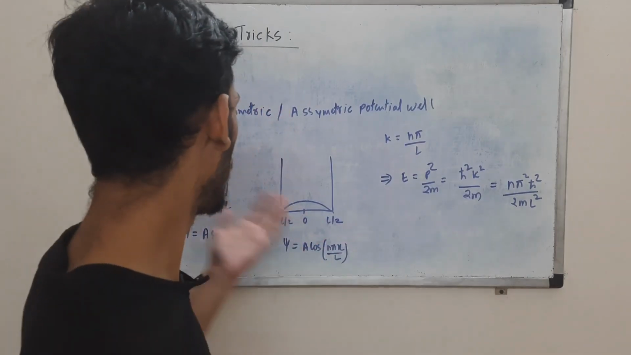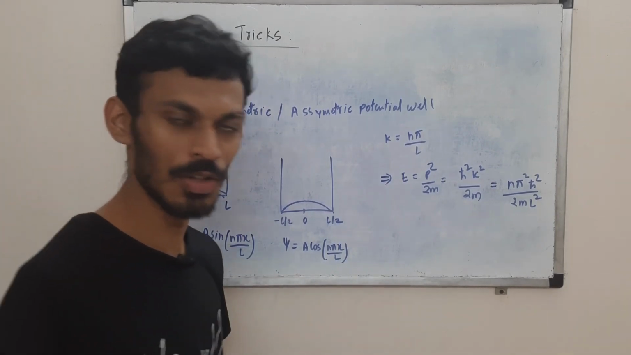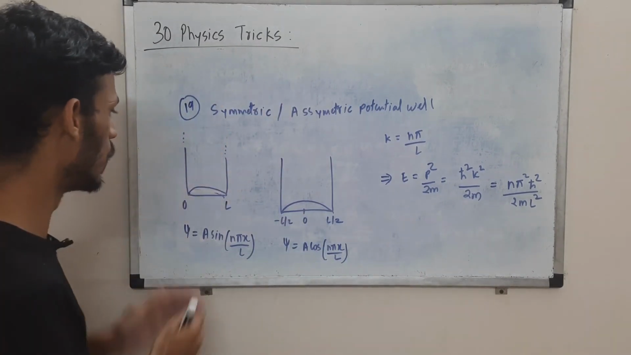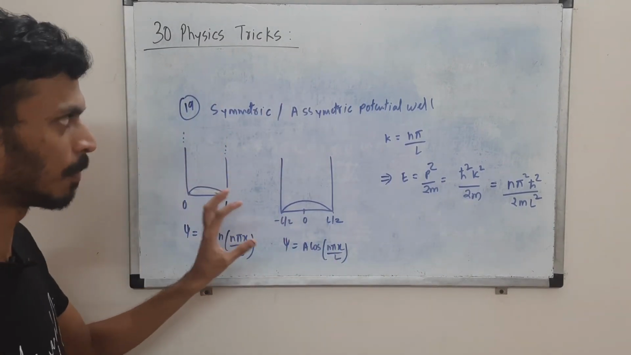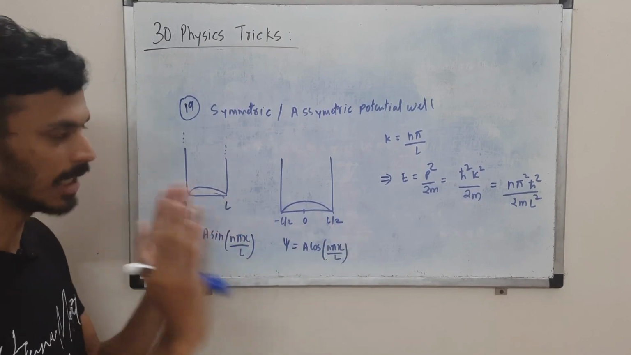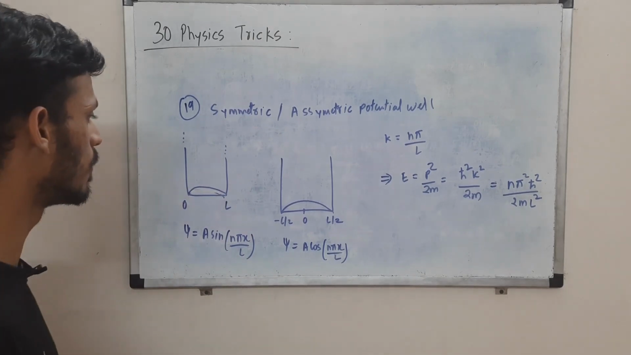19 is symmetric and asymmetric potential well. And let me promise you this over here, that you don't need to remember one single thing over here. So here, if we have symmetric and asymmetric potential well, symmetric of course is minus L by 2 to L by 2, symmetric about the 0, and here 0 to L. It's basically not symmetric, right?